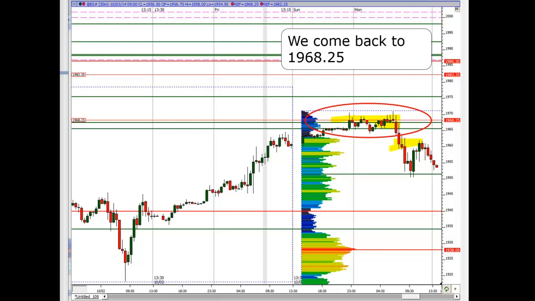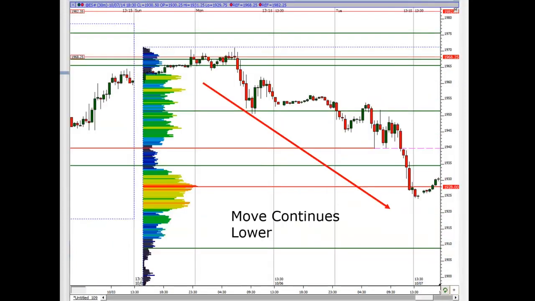So the 68.25 did not hold, but notice now how the gap of auctioning between buyers and sellers is beginning to diminish a little bit. In other words, this is when I begin to see some buyers and then selling again. So now I need to know, will this support level hold or not? Let's continue on to take another look. It does not hold. The move continues lower.